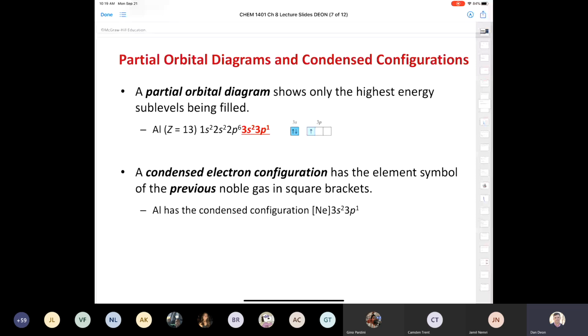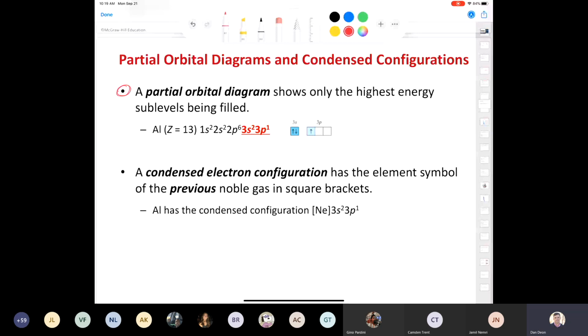And one is a partial orbital diagram that only shows the highest energy sublevels that are being filled. So we just leave everything else out. I don't use these a whole lot. I don't use them a ton.